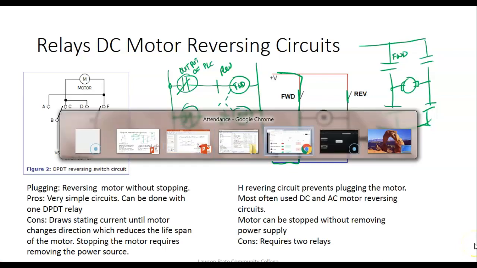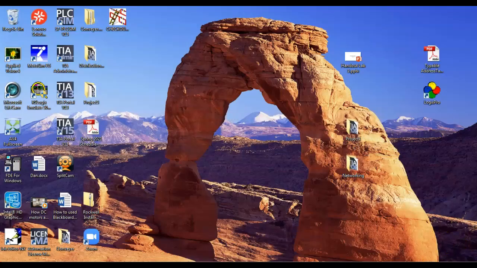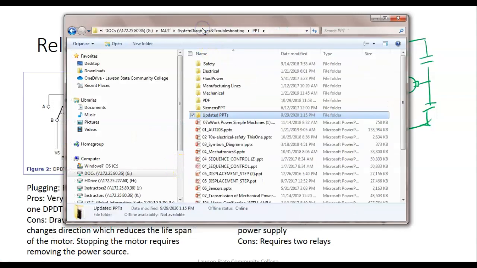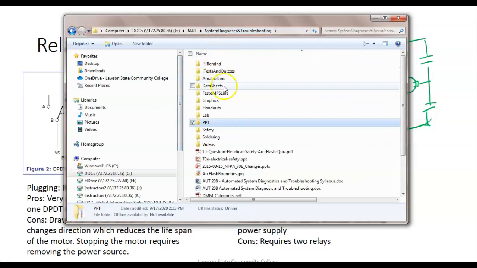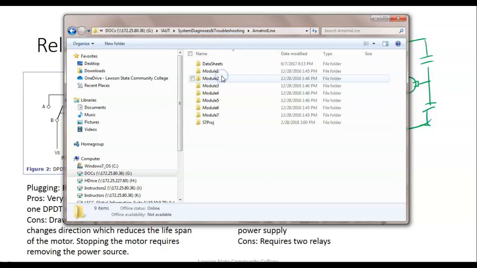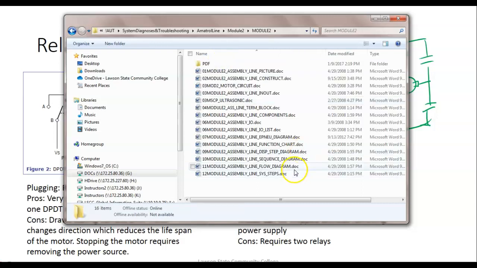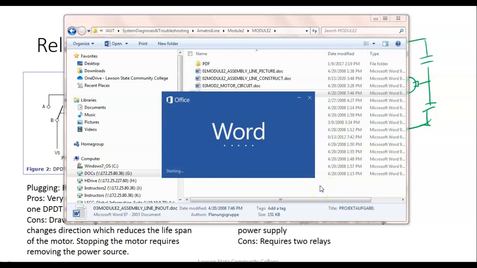So I'm going to come up here and I'm going to bring up the schematic for the module. Let's see. I want to get back to the Amatro line module 2, and then we'll come up here and look at the... I think it's this one. It's one of these input-output charts that gives us the actual wiring of everything.